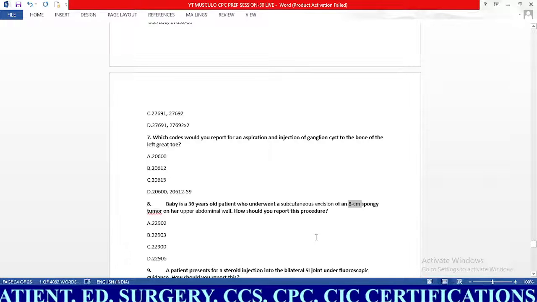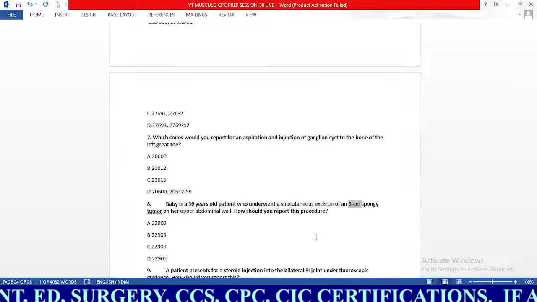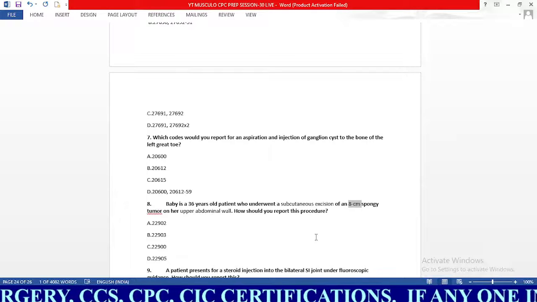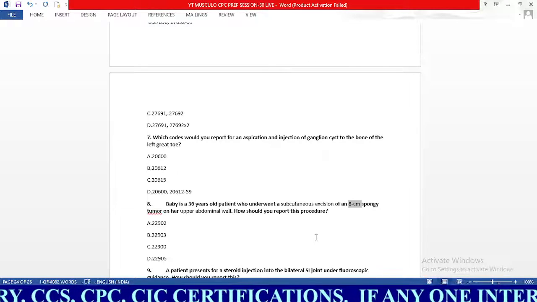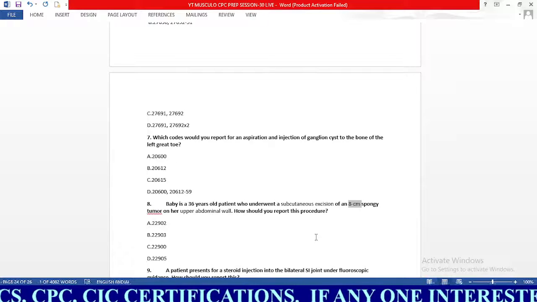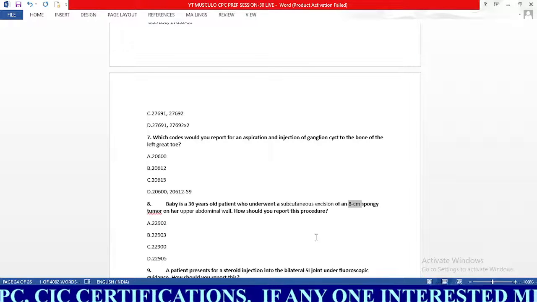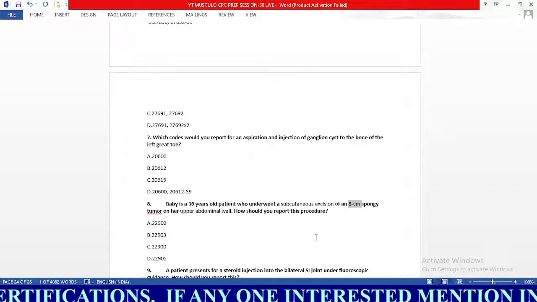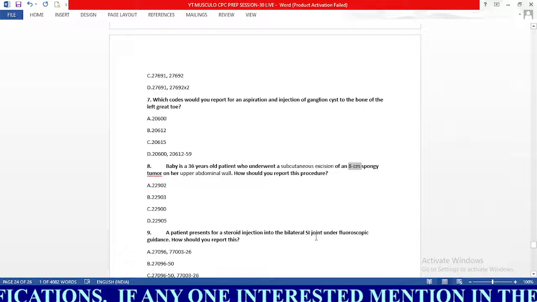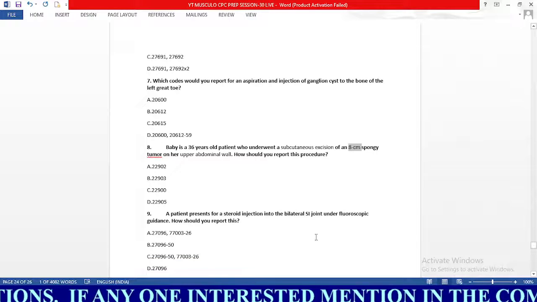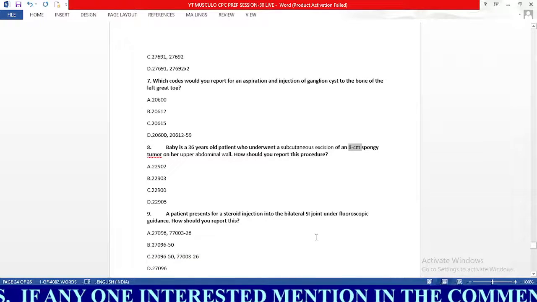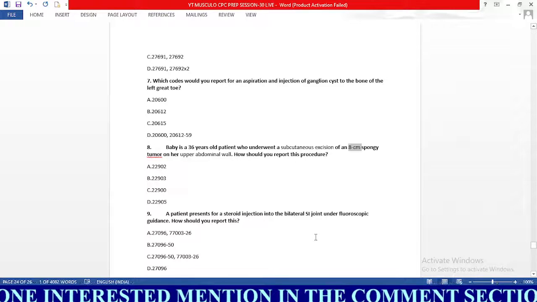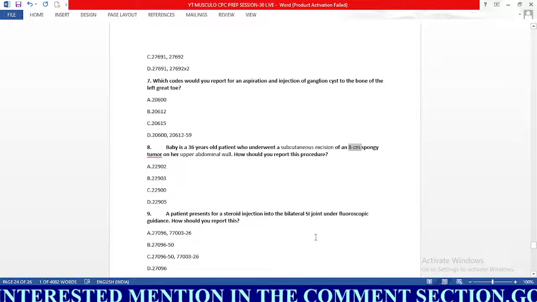Anyway, we'll check 22905 also. Basically, 22905 is for radical resection of tumors like sarcomas. So, with this explanation, our answer is B, 22903. So, go ahead and check this answer, guys. Yeah, correct, Sarika. You are correct.